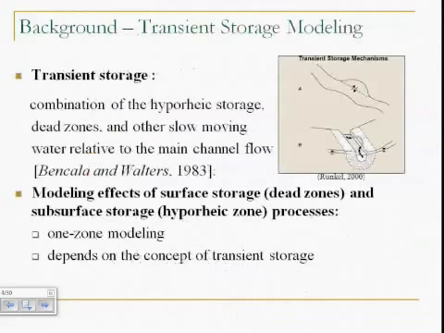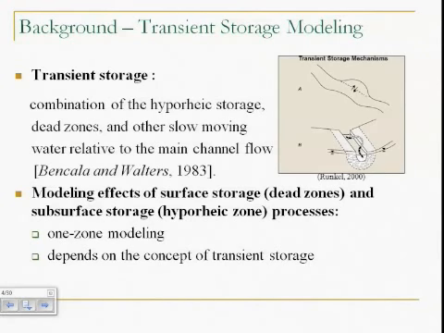But at some point, 30-some odd, 40, maybe more years ago, people said, wait a second, we can't just treat these streams as boxes and that everything moves through them at the same rate. There's also this concept of transient storage. And transient storage is essentially any place that something gets hung up. The actual definition is the combination of hyporheic storage, which I'll define in a minute, dead zones, and other slow-moving water relative to the main channel flow. So places that stuff gets hung up and can do something different than everything else moving with the main velocity.